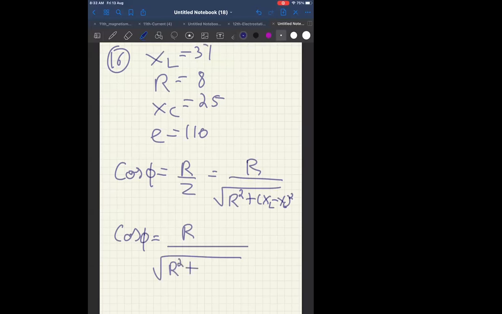Tell me, what is XL minus XC? 31 minus 25, which is 6. Now, what is R square? 64. Therefore, instead of this, I can take 64. Now, what is 64 plus 36? 100. Square root of 100, I will take it as 10. And R in the question is given as 8. Therefore, it is 8 by 10, which is 0.8. Therefore, answer will be A. Just check.